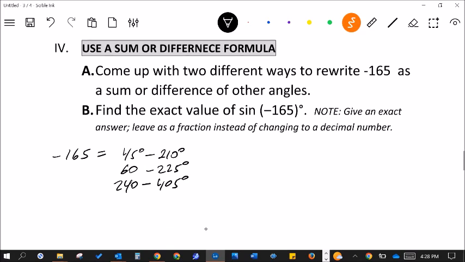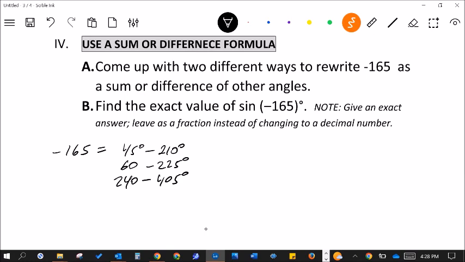Right? I could even do something like a sum or a difference. These are all subtracting. I could do this as 240 plus a negative 405 degrees, right? Although I probably want to stick to having the 405 come around back within 360. So I could take this one and do 60 degrees plus a negative 225 degrees.